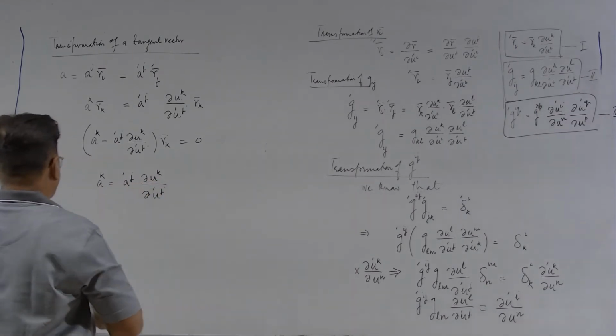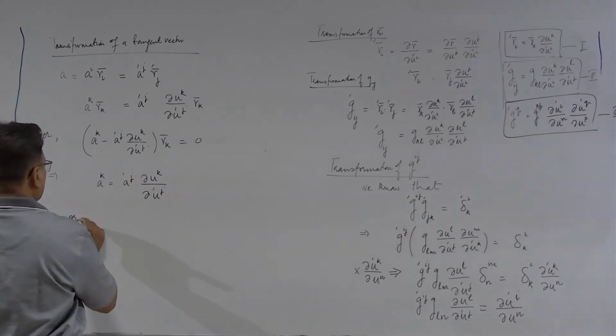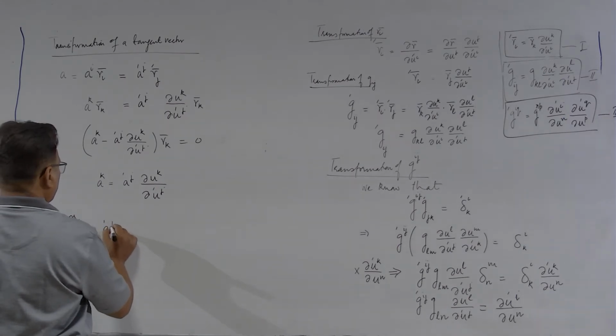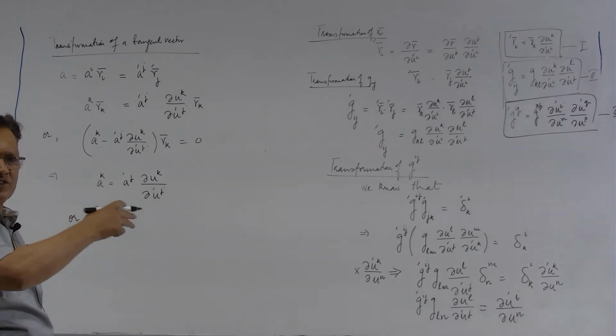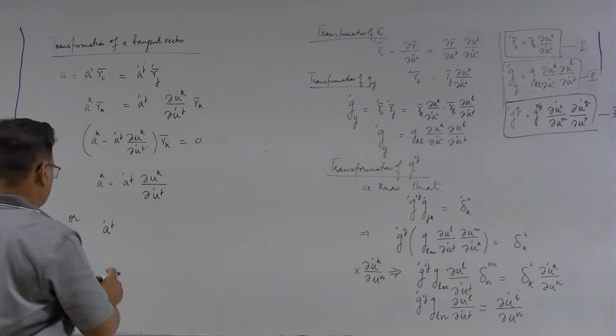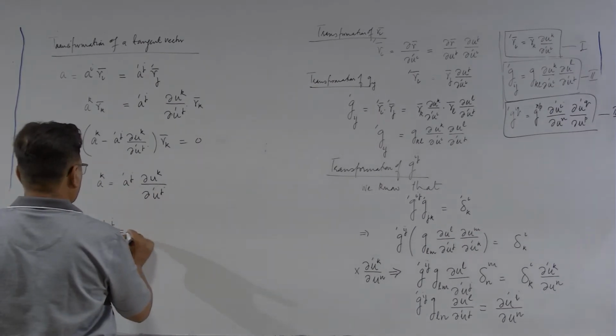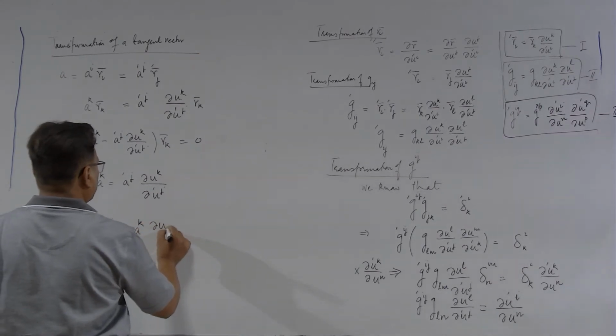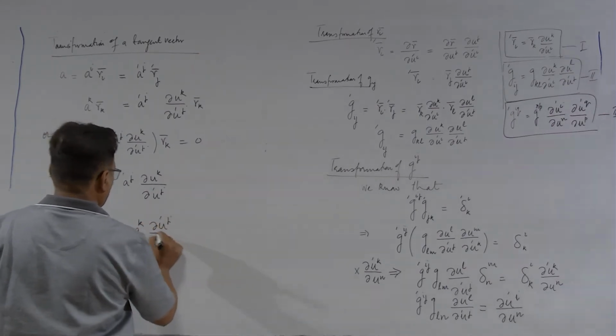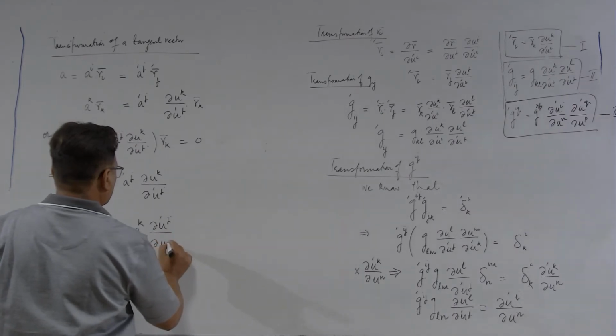So, or I can rewrite this as a'^j equal to, you can revert the matrix, its determinant is non-zero, we have assumed. So, you can revert the matrix. So, this is equal to a^k into ∂u'_j upon ∂u_k. Okay.